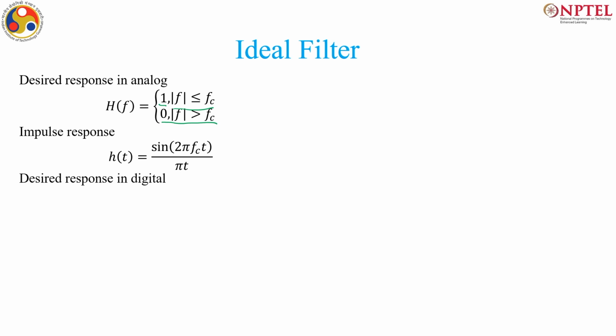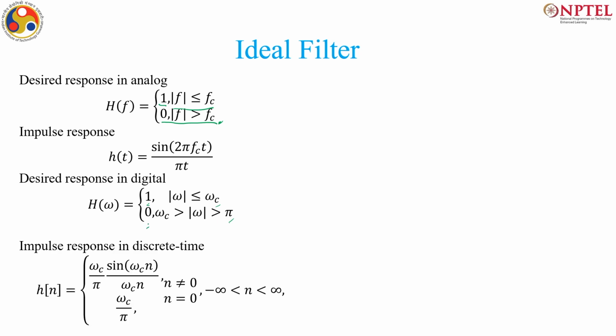So, what should be my response in the digital domain? This is my response in the digital domain. Here my analog frequency is unlimited, going from negative infinity to positive infinity, but my digital frequency is limited from minus pi to pi. So, it will have a gain of 1 from minus omega c to plus omega c, and from omega c to pi it will have a gain of 0, and this is the ideal filter.